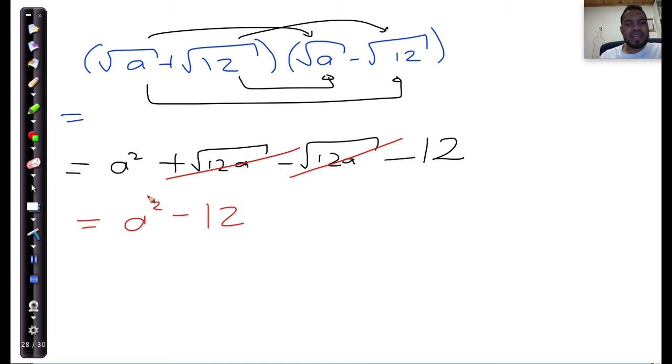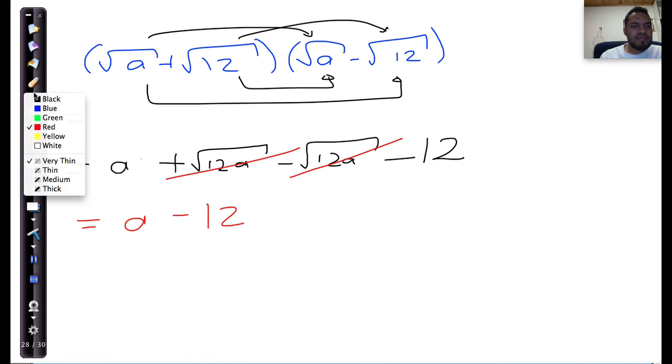So what am I saying? I'm saying that, sorry, it's not a squared. There's a big mistake I've made over there. Root a times root a is just a. That leaves me with just a minus 12. Because root a times root a, the square roots themselves cancel out. I apologize for that mistake over there. Okay, so that's a very important example.